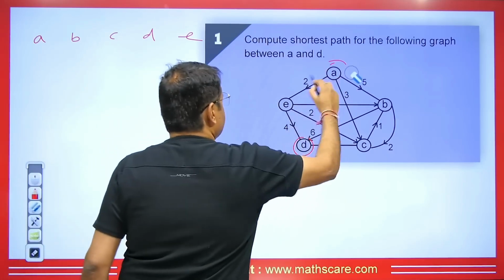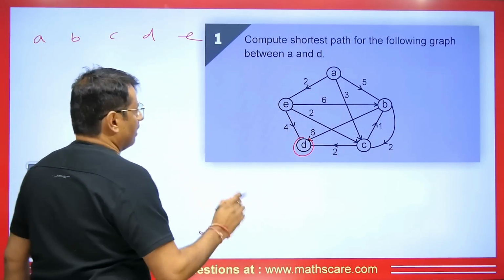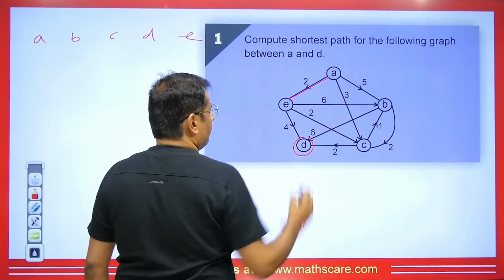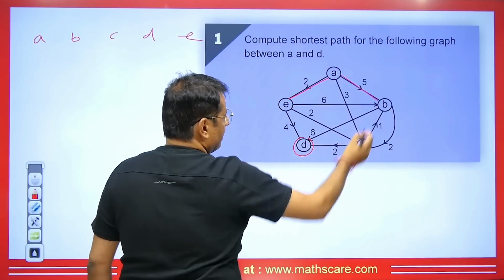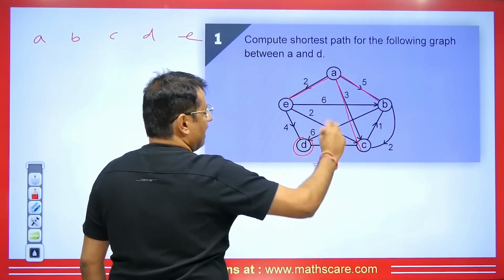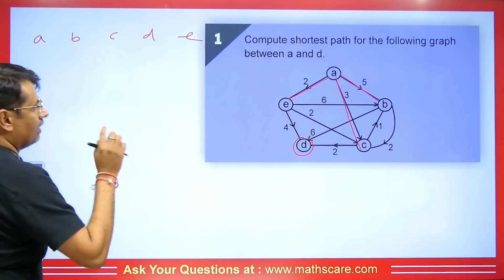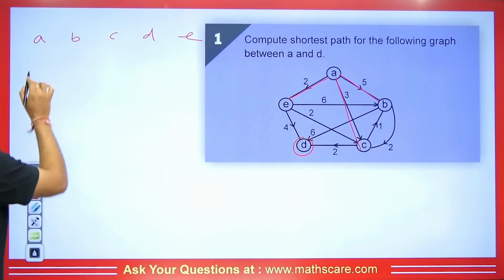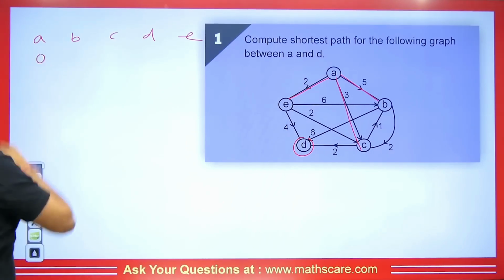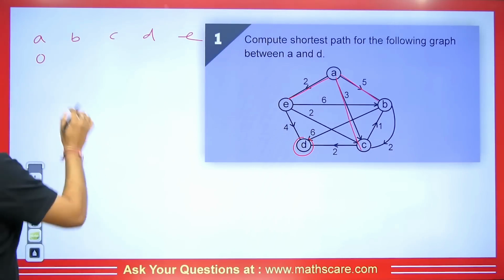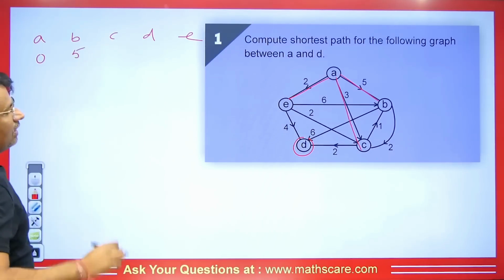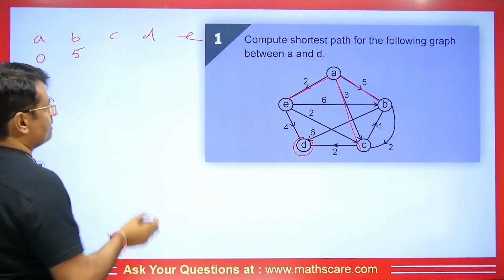Now let's understand a bit. From A, where can we reach? From A, where all can we reach? From A, we can go to E. From A, we can go to B. From A, we can go to C, right? We can directly reach these 3 places, right? What are we going to do? Here first we will go from A. So from A to A, how much will we have? 0. Now from A to B, how much do we have? 5. Now from A, we have to go to C. So it will be 3.